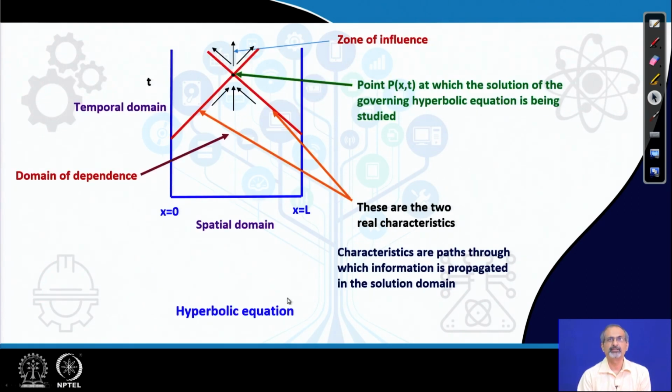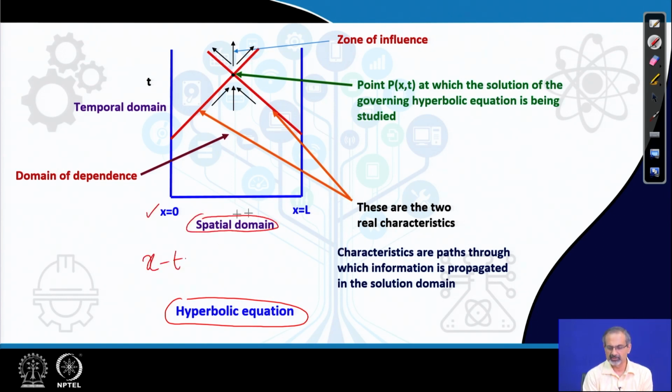Let us do a little more discussion on what we mean by characteristics and how does it show up in the solution sense. So, we are looking at hyperbolic equation. In hyperbolic equation, you can look at the problem in this manner, that you have a x t plane. So, this is the spatial domain spanning from x equal to 0 to x equal to L, and then the time proceeds from t equal to 0 to infinity.